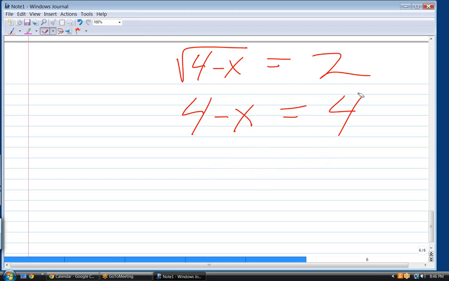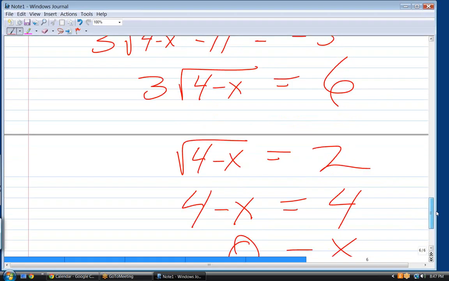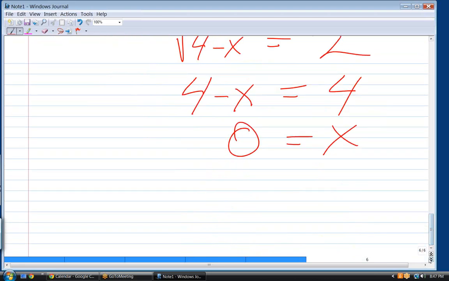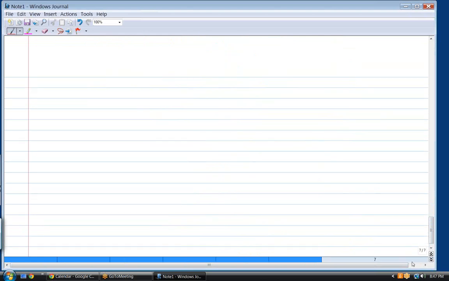But even if I move the x to the right and the 4 to the left, I get x equals 0. Does that make sense? Well, if x equals 0, we have 3 times 2, 6 minus 11 equals minus 5. Yes, it does. It's always good to take your solution and plug it back into the original formula to make sure that it works. Although you don't generally have to when you're dealing with radicals. Well, sometimes you do. Depends on whether there's 1 or 2 radicals in the equation.